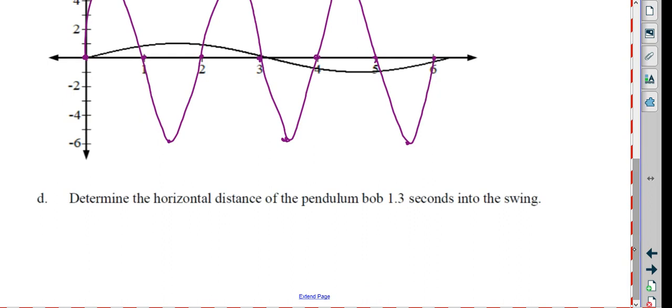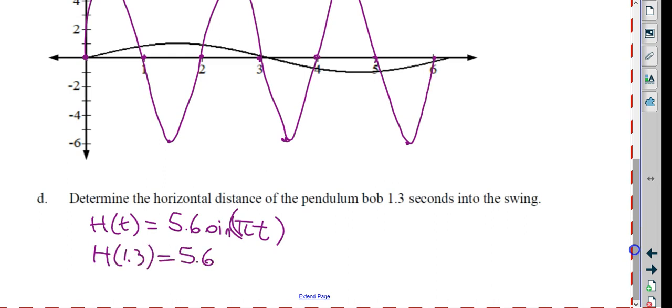Okay, determine, can we do it off the graph, this graph? Yeah, not with any degree of accuracy. All right, so let's just see. What do you think? I don't know, -5-ish. Okay, but what are we really going to do? So we're going to say h of t. This is our function, right? H of t is equal to 5.6 sine pi t. H of 1.3 will be 5.6 sine pi, well, let's go with 1.3 pi. Pi times 1.3.